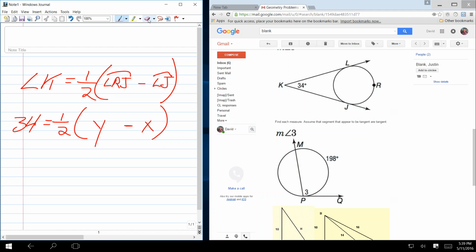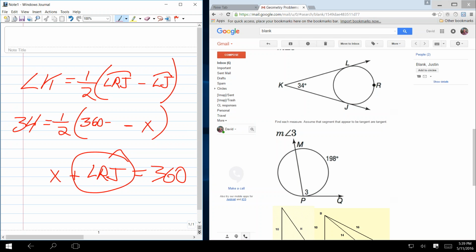But what is Y relative to X? In other words, what is the big arc? The total, they add to 360, right? So if this one's X, what's this one? 360 minus X. In other words, if X plus LRJ equals 360, then LRJ equals 360 minus X. So that's what I'm going to write here, 360 minus X.